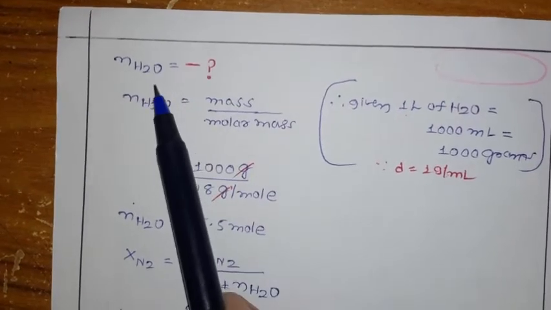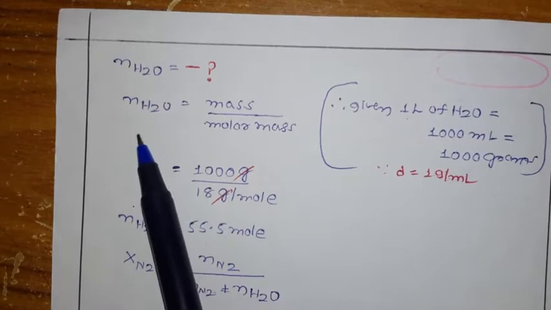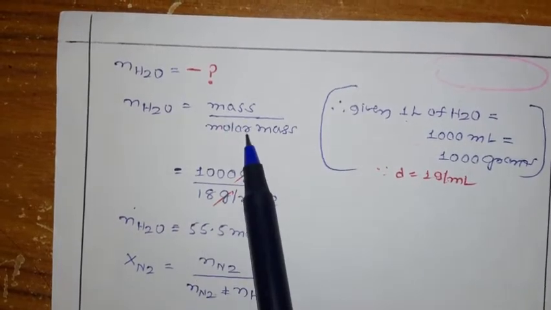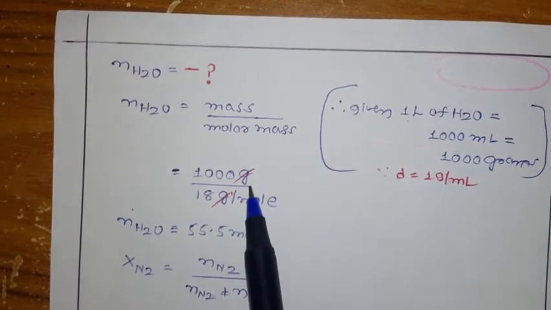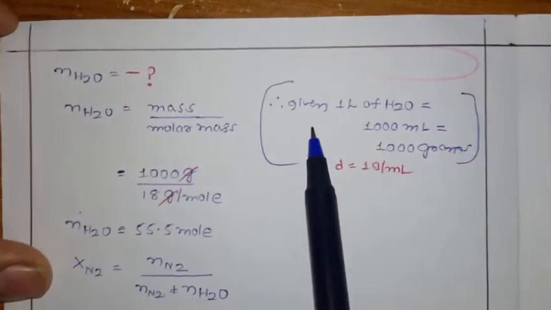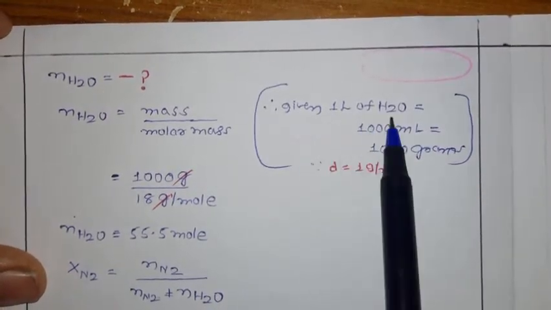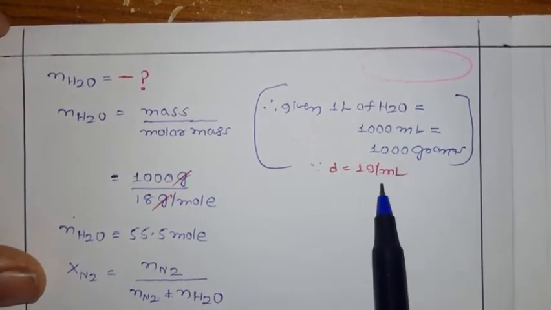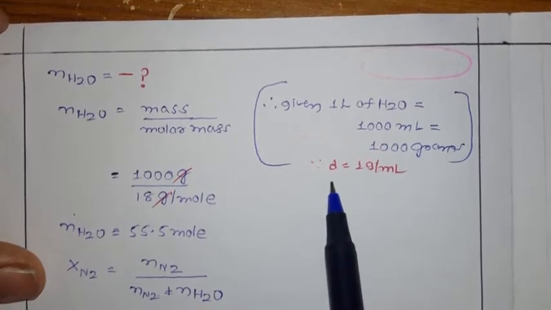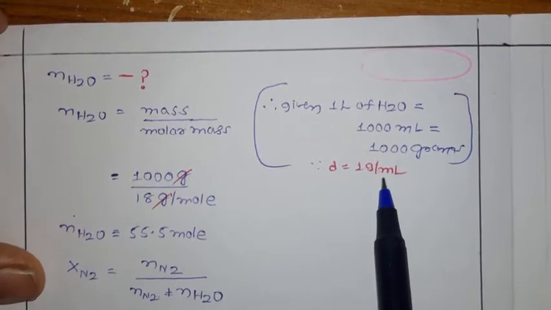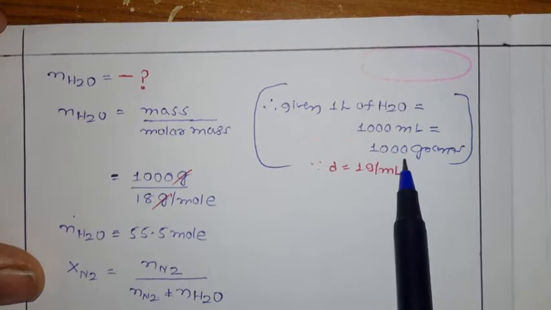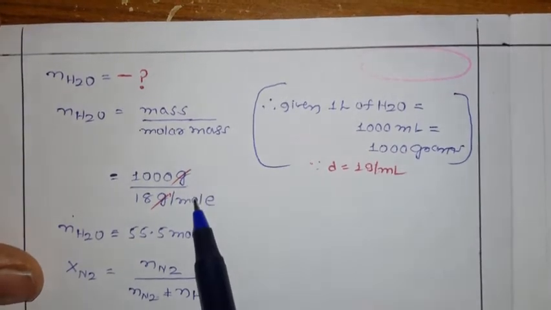Now we have to calculate the number of moles of water. So what is the formula to calculate number of moles? Mass by molar mass. Mass we already calculate as 1000 grams. Why? Because the given is 1 liter of water, which is nothing but 1000 ml. Density is equal to 1 gram per ml. So simply you are getting 1000 grams.